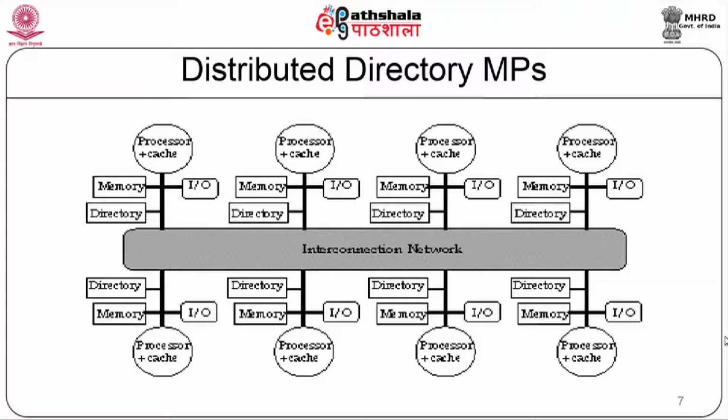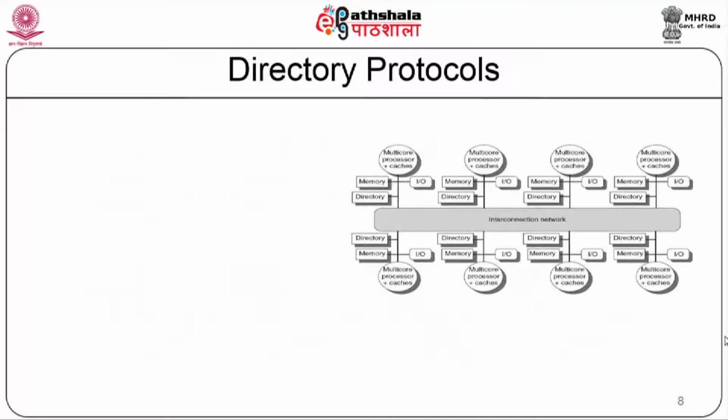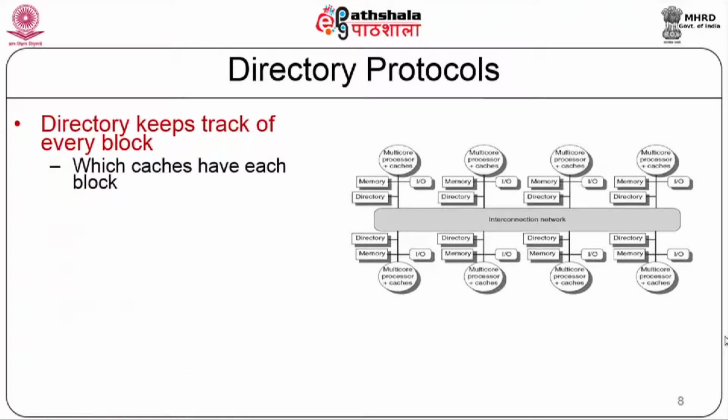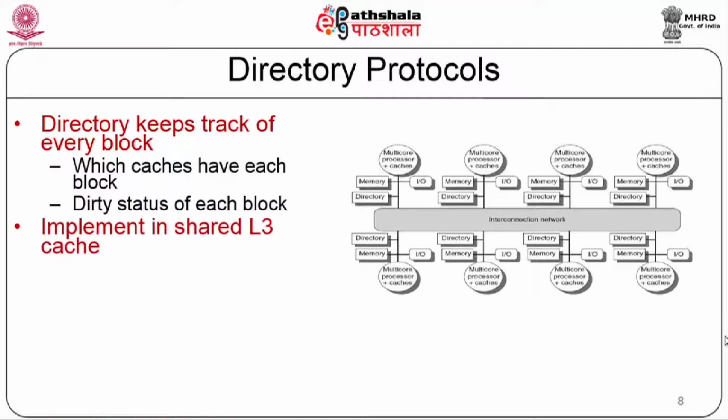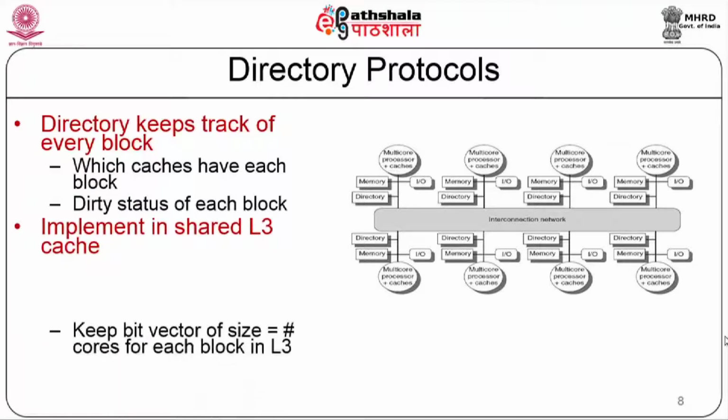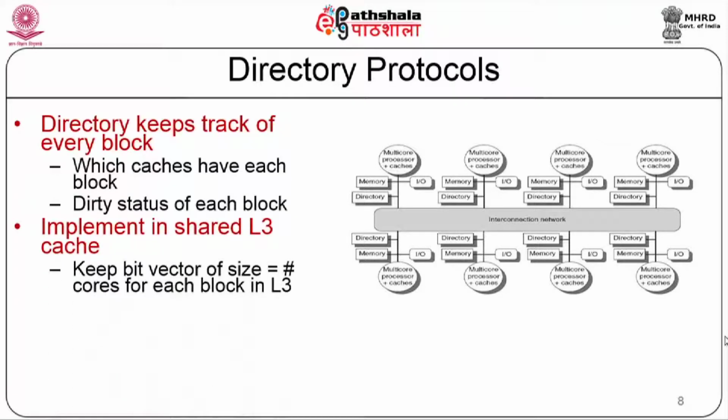So, it is just one location, but the directory is physically separated and stored in multiple locations in order to avoid the bottleneck associated with your directory. If you look at your directory based protocols, the directory keeps track of all the blocks, which caches have each block, and what is the status of each of these blocks.